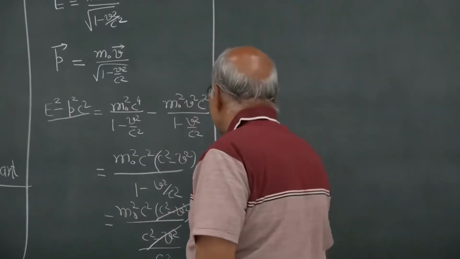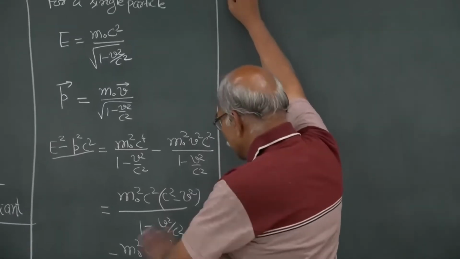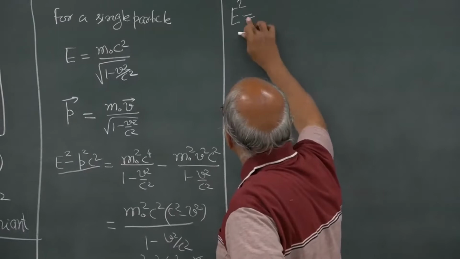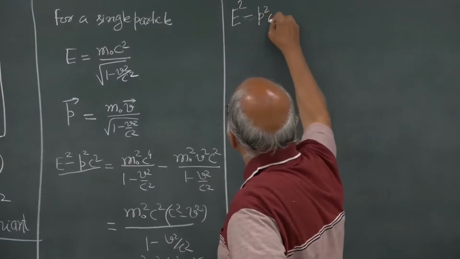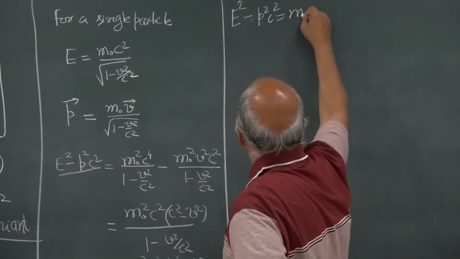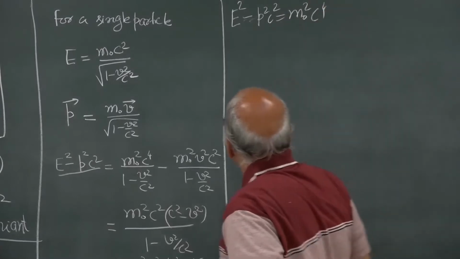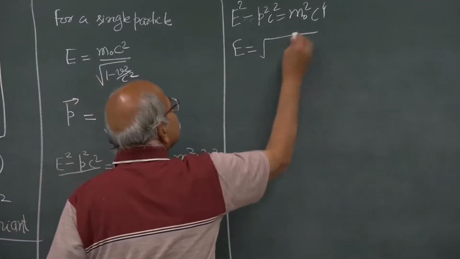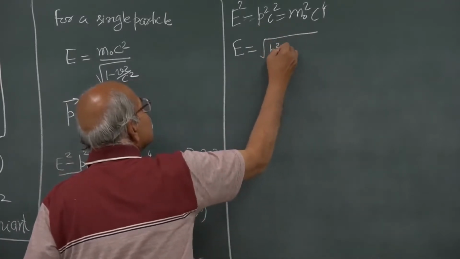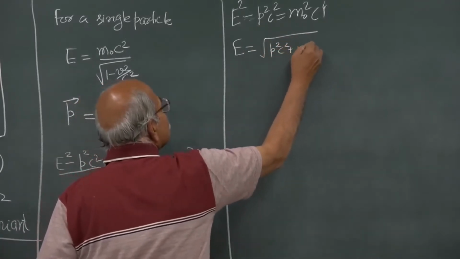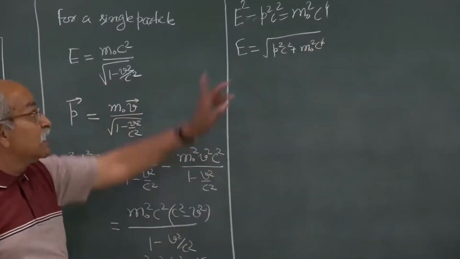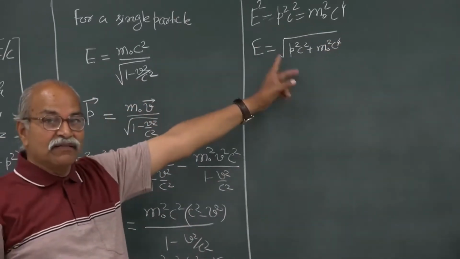So, for a single particle you have another good relation, E square minus P square C square is equal to m naught square C4. A very useful equation. E you can write as the square root of P square C square plus m naught square C4. For a single particle, remember, for a single particle.